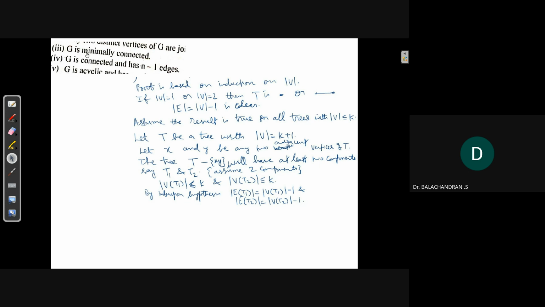Assume 3, that is, G is minimally connected. You need to prove what? G is connected and has n minus 1 edges. So minimally connected implies connected. Over. So minimally connected implies tree. Okay, so now G is a tree with n vertices. The only thing I need to prove is that G has n minus 1 edges.